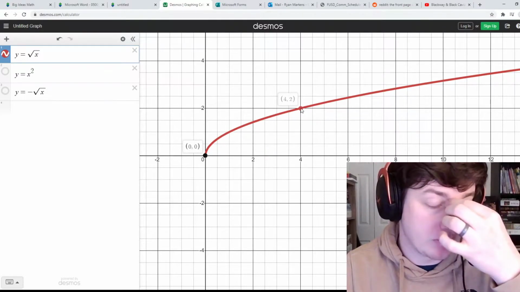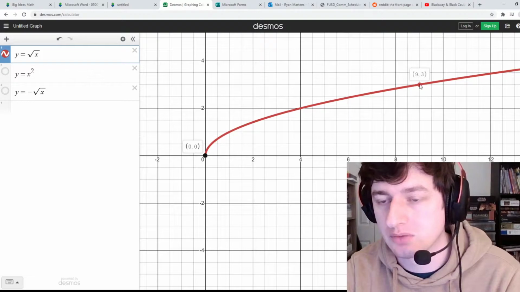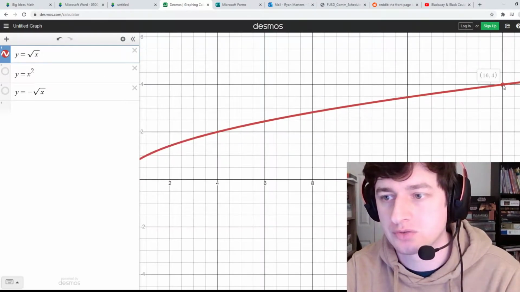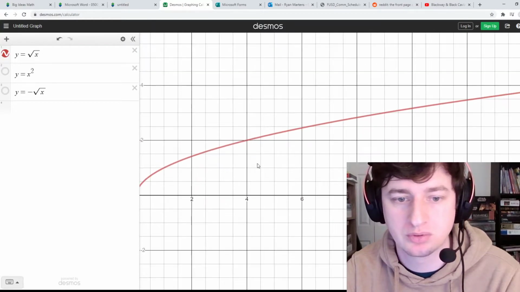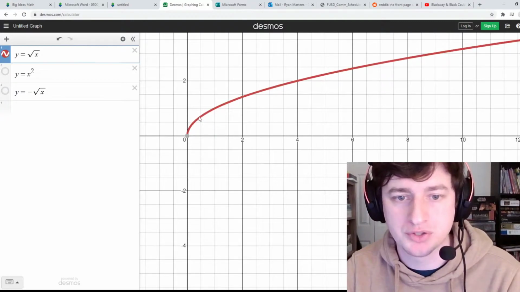And then every time we have a perfect square number like 4 and 9, we're going to get an even number. So 9 gives us 3. 16 over here would give us 4. But everything else is going to be some sort of decimal. Ooh, I did not mean to zoom in. Okay, so that's the square root function.